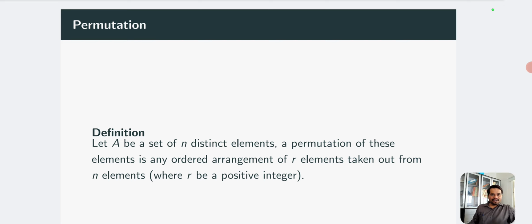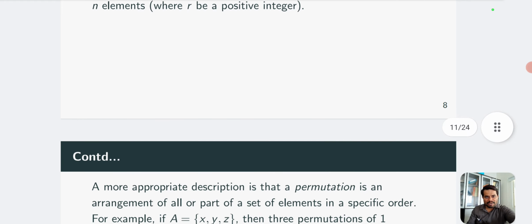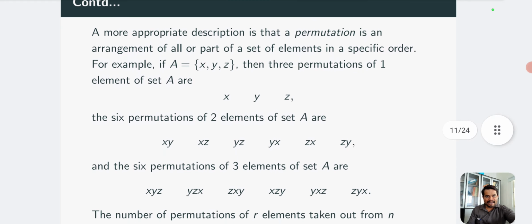So a permutation of these elements is any ordered arrangement of r elements taken out from n elements, where r is a positive integer. It means that a more appropriate description of a permutation is an arrangement of all or a part of a set of elements in a specific order. Just you have to order it. So here one example is also given.